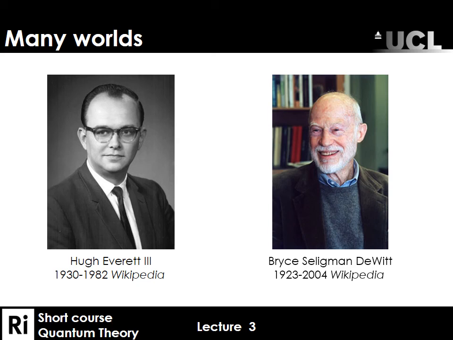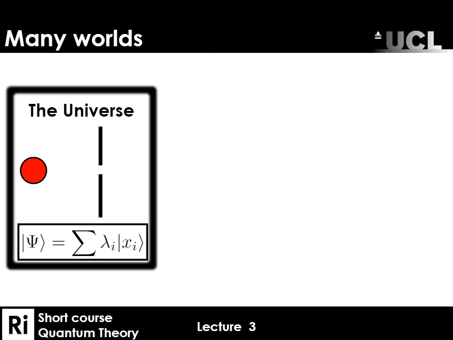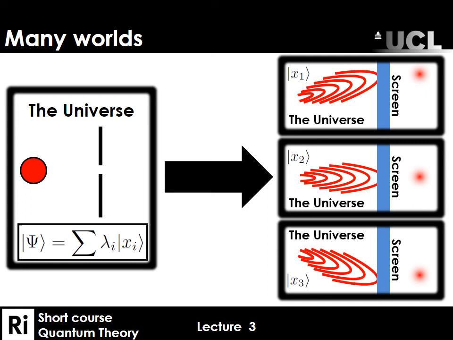The experiment which we were describing: I have the universe and a particle in it, which is described by the sum of all the possible things I could later measure, all the different positions it could possibly have. When it comes to measuring it, all of the possible positions it could have do happen. They all happen. We experience one of them.